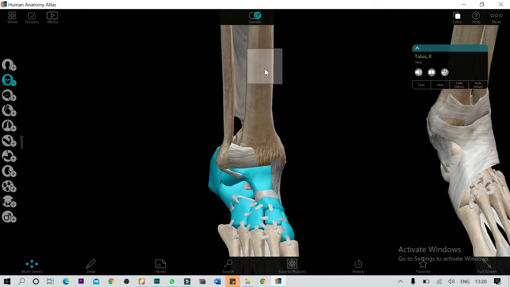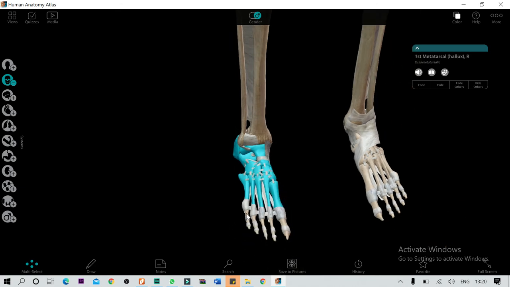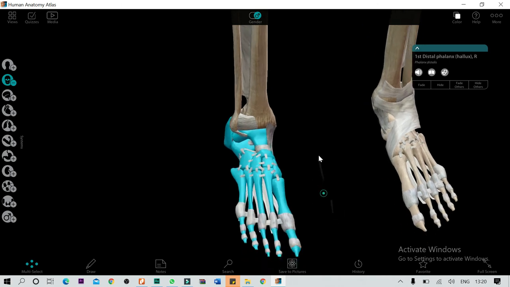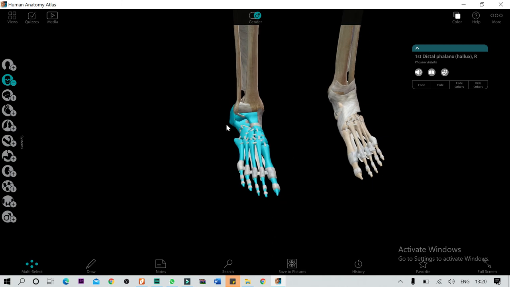These tarsals are joined with the 5 metatarsals, 1, 2, 3, 4 and 5. After that there are 14 phalanges: 1, 2 and 3, then again 1, 2 and 3, then 1, 2 and 3, then 1, 2 and 3, and 1 and 2. So these are the phalanges of the foot. So these bones are known as the lower limb bones.